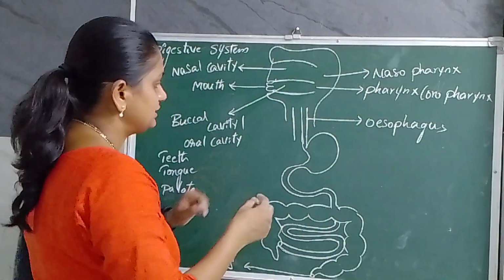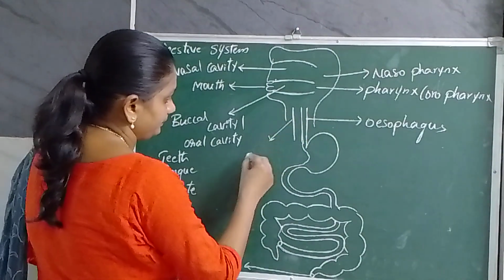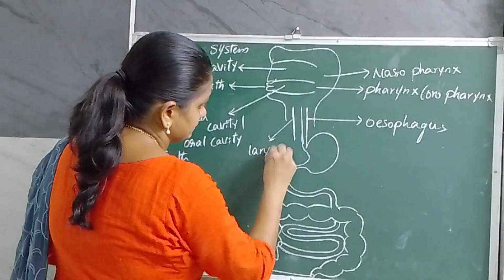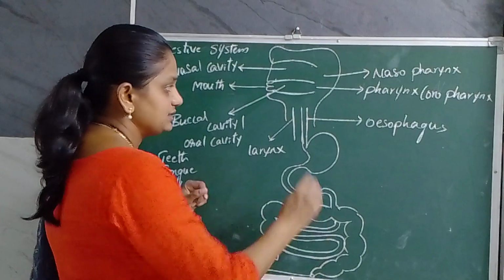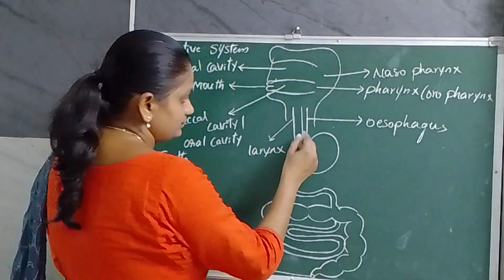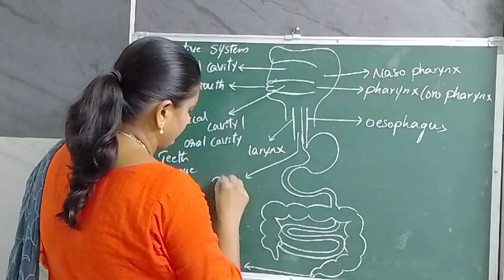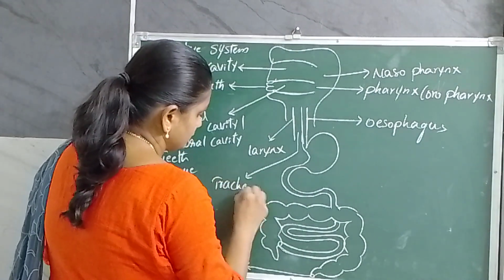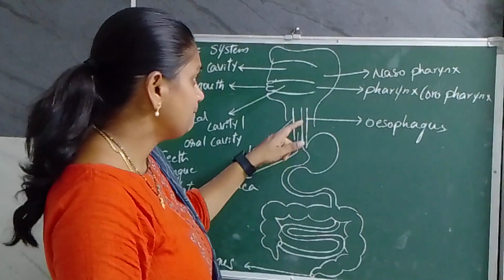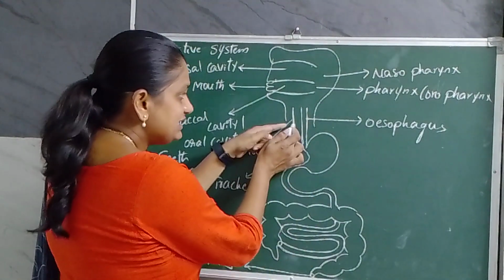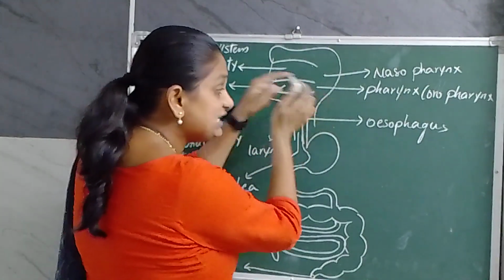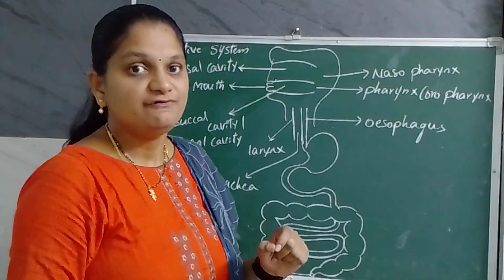Okay, and this is nothing but larynx. This is larynx, and this larynx leads to, and this portion is nothing but trachea. Okay, so now this larynx and esophagus opens into which portion? That is nothing but pharynx.